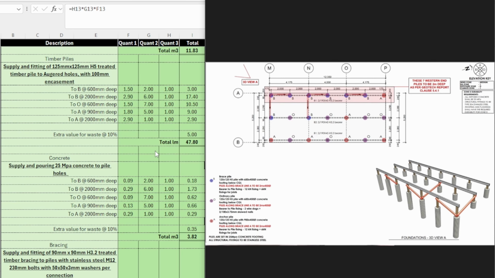So next we actually look at the concrete. So we've been asked to supply and pour 25 MPa concrete to the pile holes. So we just bring the same quantities down because it's the same piles at the same depths. We now need to make an equation so we can work out how much concrete's got to go into these holes minus the size of the pile.